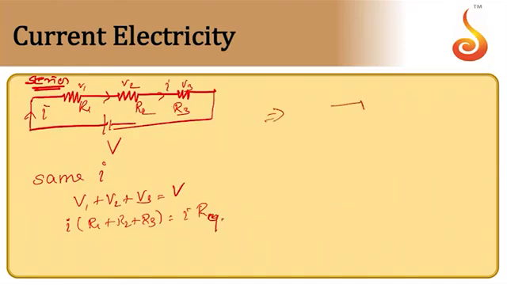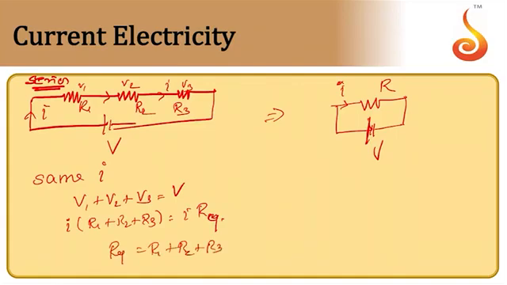That means I am going to replace these three resistors by one resistor whose value is such that it supports the same current when connected across the same source. So I have R equivalent in series combination as R1 + R2 + R3. Also remember, in this case V1 : V2 : V3 = R1 : R2 : R3, because the currents are the same. The voltage is directly proportional to resistance.